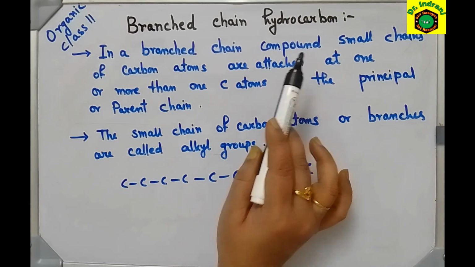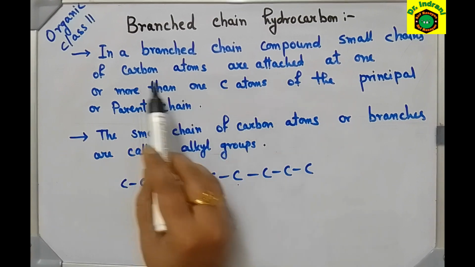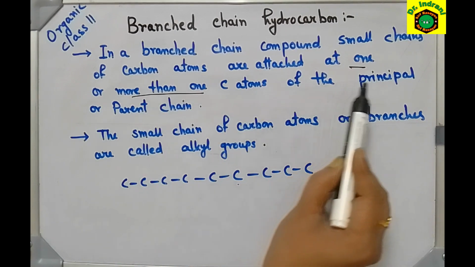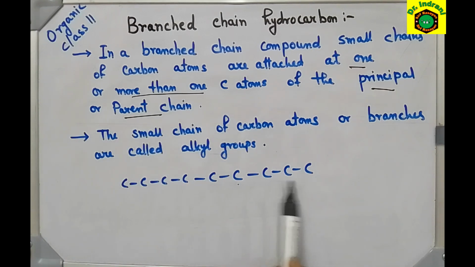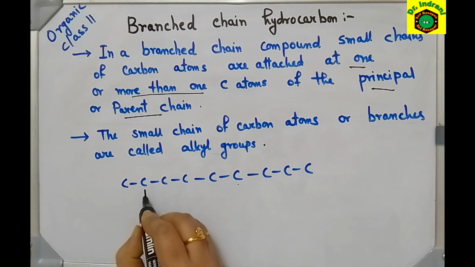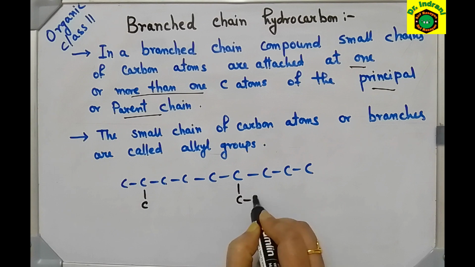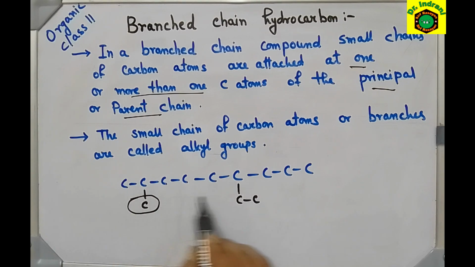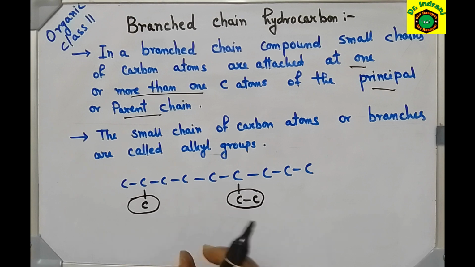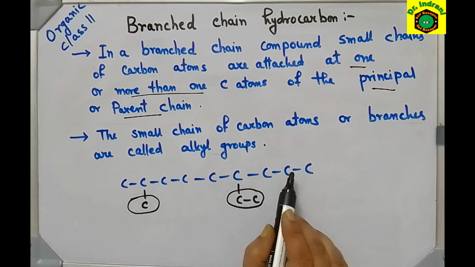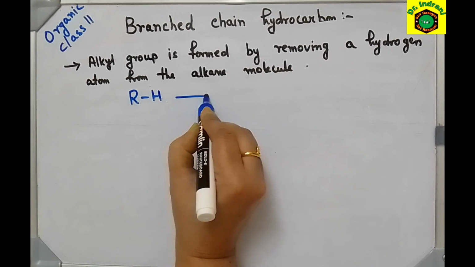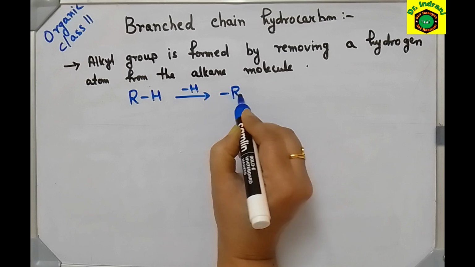Now branch chain hydrocarbon. In a branch chain compound, small chains of carbon atoms are attached at one or more than one carbon atoms of the principal or parent chain. Suppose this is the principal or parent chain. If here one carbon atom is present and here 2 carbon atoms are present, these are called branching. The small chains of carbon atoms, or branches, are called alkyl groups. They have a smaller chain of carbon atoms than the principal or parent chain. See, we represent an alkane like RH. Removal of one hydrogen gives this one, which is called an alkyl group.